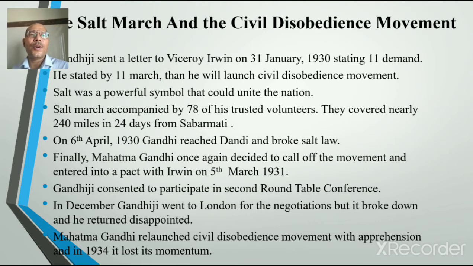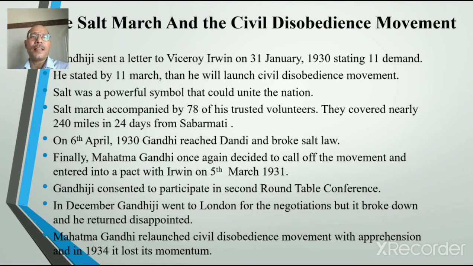Because of that, it was quite natural that Lord Irwin and the Britishers were never going to accept whatever demands were made by Gandhiji, the Indian National Congress, or even the Indians. Because of that, on 12th March, Mahatma Gandhi started his Salt March from Sabarmati with 78 of his trusted volunteers. They walked over 240 miles and reached Dandi on 6th April 1930. After reaching there, they broke the salt law.